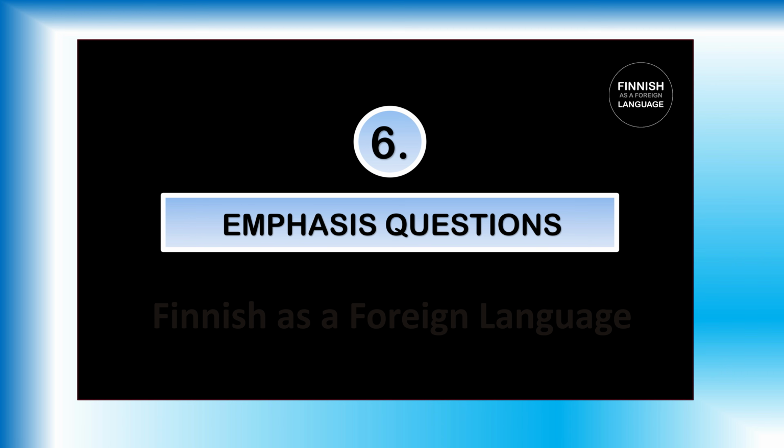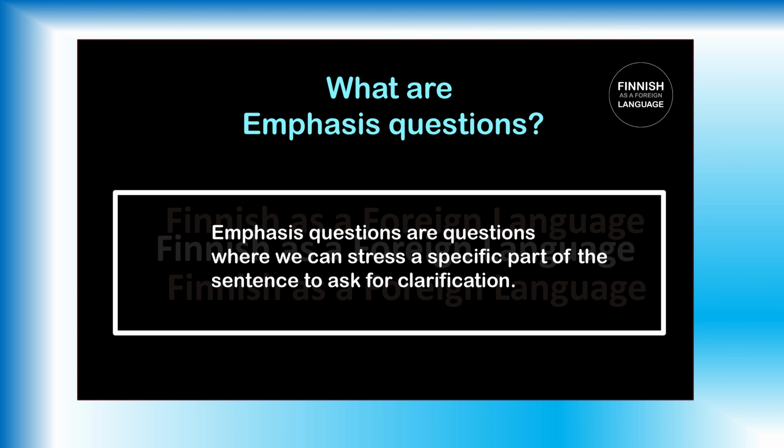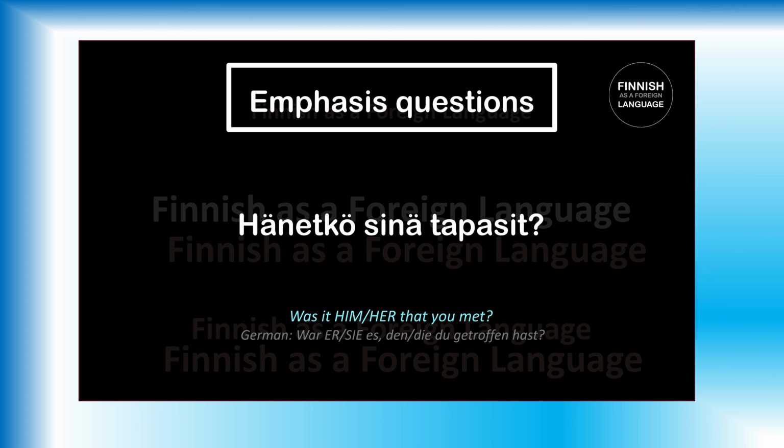Now we carry on with the next topic, which is called emphasis questions. What are emphasis questions? Those are questions where we can stress a specific part of the sentence to ask for clarification. Let's see what it means. For example, hänetkö sinä tapasit means was it him or her that you met? So here with hänetkö, we are expressing surprise that it was that person, like him or her, not someone else. That's why we call it an emphasis question. Hänetkö sinä tapasit? Was it him or her that you met?